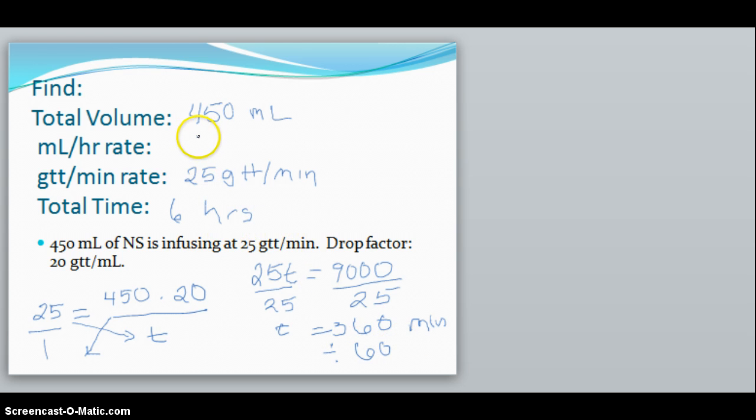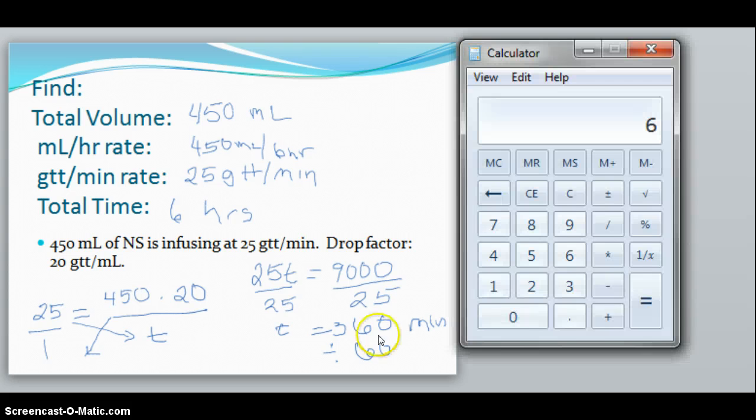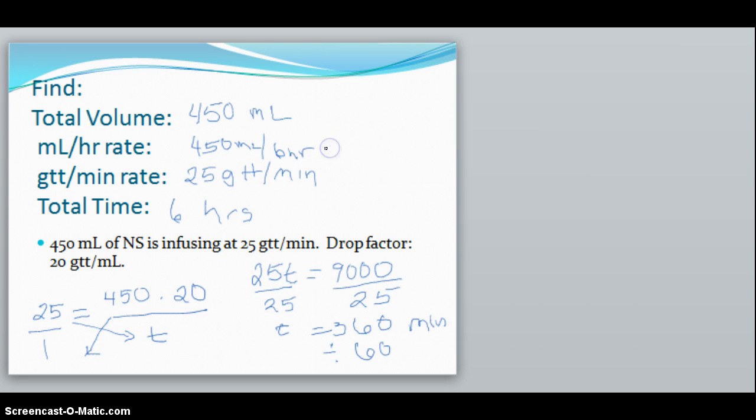And then we can figure out our milliliter per hour rate. So our volume is 450 divided by 6 hours. And again, we'll go to our calculator. So 450 divided by 6, and our milliliter per hour rate is 75 milliliters per hour. So equals 75 milliliters per hour.